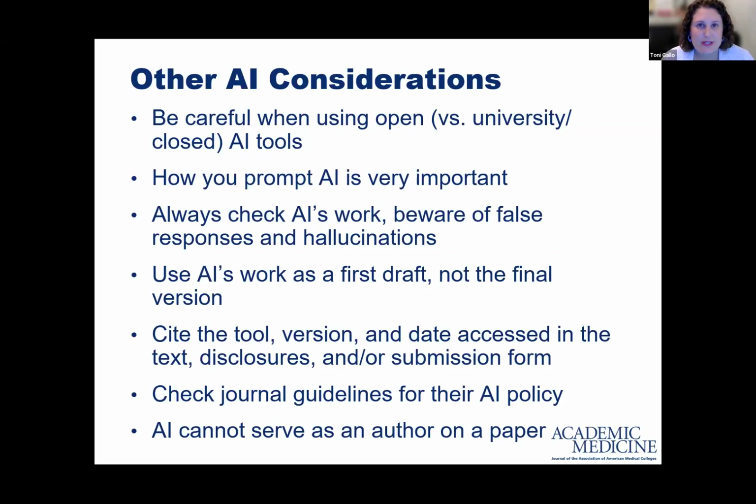I think we all know that the types of things you ask, the way you prompt AI, is going to be really important in the output that you get. So think about how specific can I be? How much information can I give the tool so that I'll really get the best answer I can get?